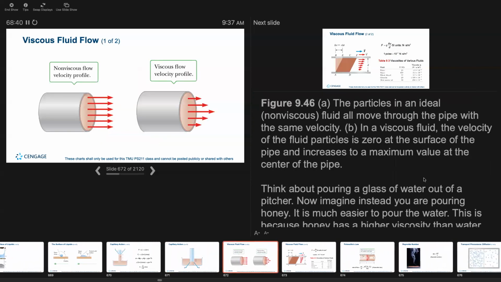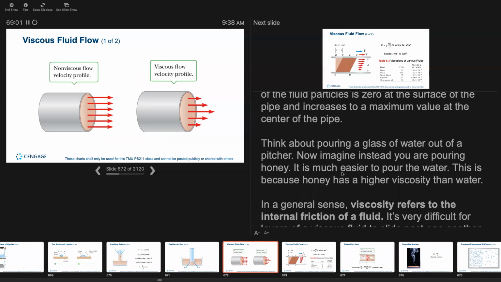So here, as we look at viscous flow, in the figure, the particles in an ideal, that is non-viscous, fluid are moving through the pipe with the same velocity. On the other hand, in a viscous fluid, the velocity of the fluid particles is zero at the surface of the pipe and increases to a maximum value at the center of the pipe.